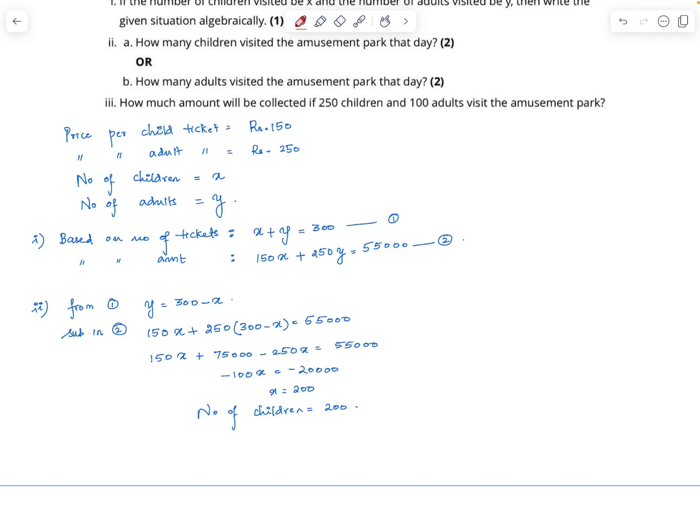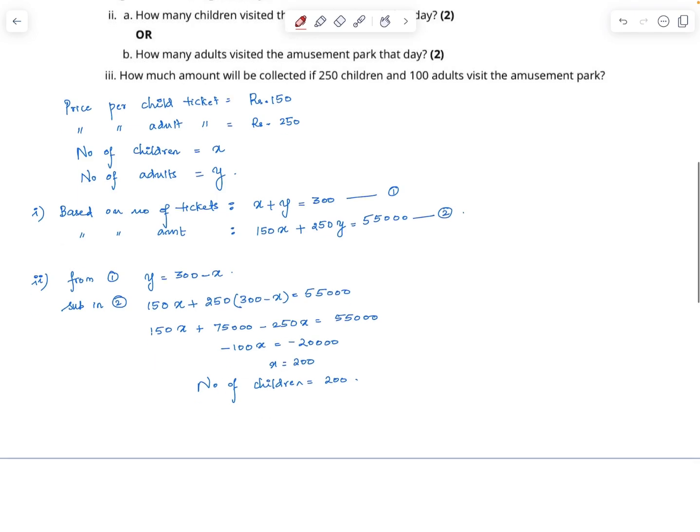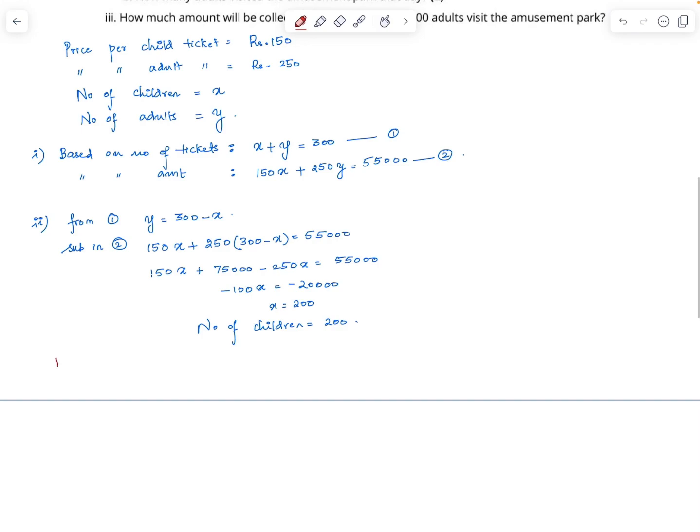B part of the second question: how many adults visited the amusement park that day? To get that, let's take the equation x plus y, which is 300. So here, 200 is x, so x plus y is 300 gives y is 100. So the number of adults who visited the park is equal to 100.